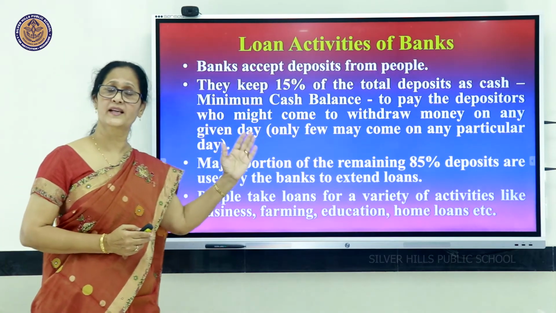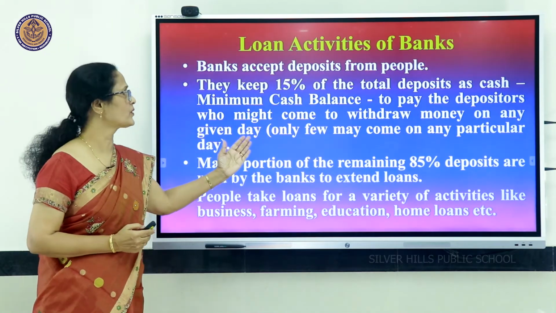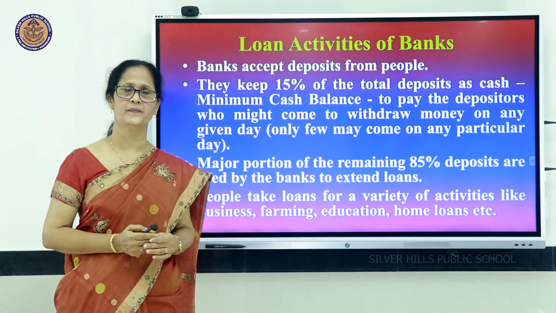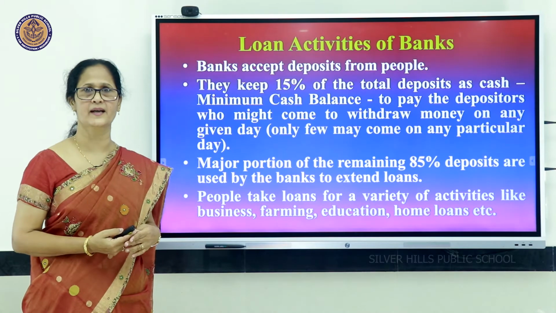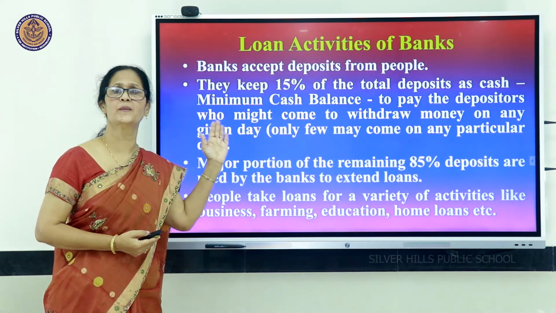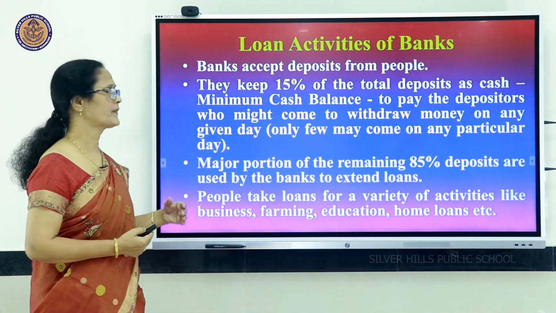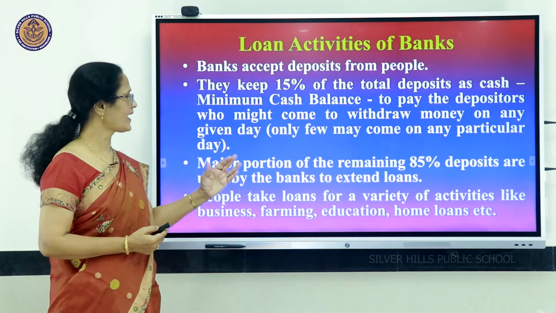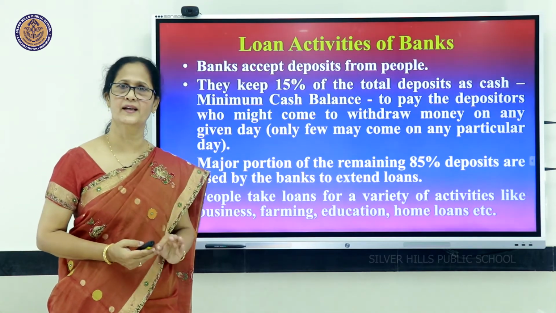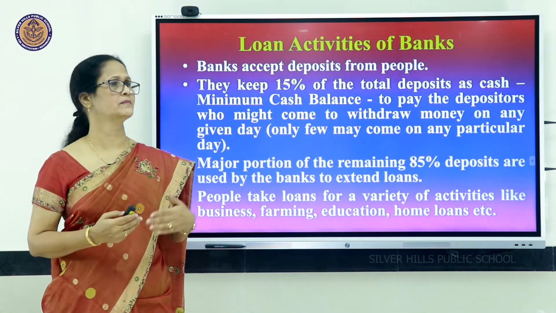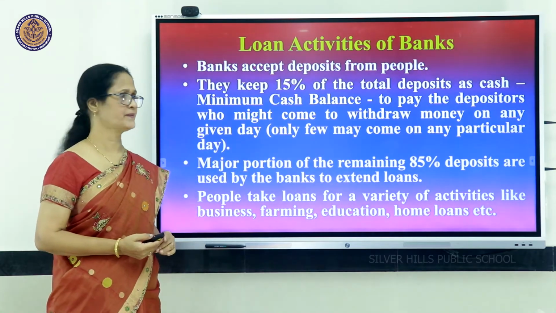And why do they keep this minimum cash balance? To pay the depositors who might come to withdraw money on any particular day. We have deposited our money in the bank, and when we need it, we should get it back, right? So, that is why the banks are supposed to keep minimum cash balance to pay off the depositors when they come to withdraw the amount. Why only 15%? That is because only a few people may come to withdraw their cash on any particular day. Not all of them will come to withdraw all the amount. That is why 15% will be sufficient.